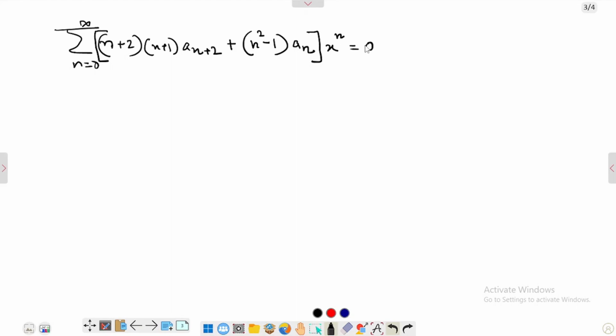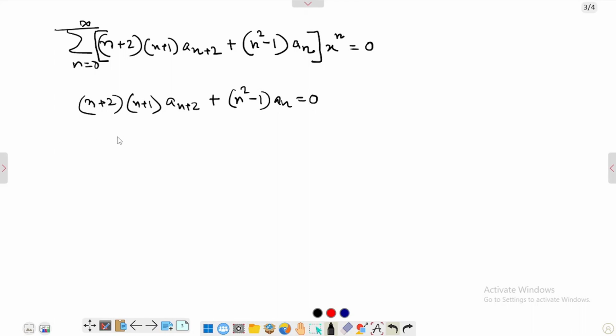So now what I will do, I will take the coefficient of x^n and I will make it 0. So what is the coefficient of x^n? This whole thing is the coefficient of x^n. So I will say the coefficient of x^n means (n+2)(n+1) a_{n+2} plus (n² − 1) a_n equal to 0. That's your coefficient equal to 0.